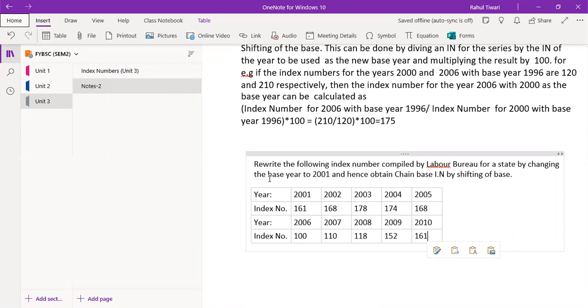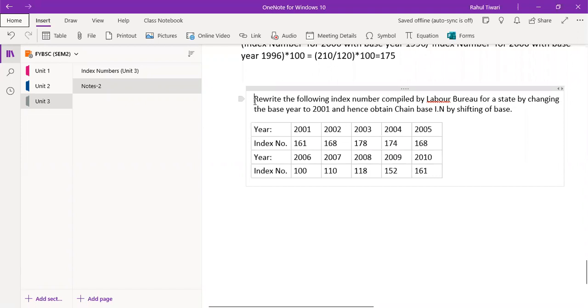Are you getting the point? Yes, sir. So let us find out whether you can do it or not. It is just up and down. First you have to run 1 to 6 and then 6, 7, 8, so it is continuous. You have to write a continuous table, 1, 2, 3, 4, 5, then 6, 7, 8, 9, 10, because you have 1 to 10. And the corresponding index numbers are given to you. So first, you have to change their base to 2001. How to change the base to 2001? Let's see the exam solution.